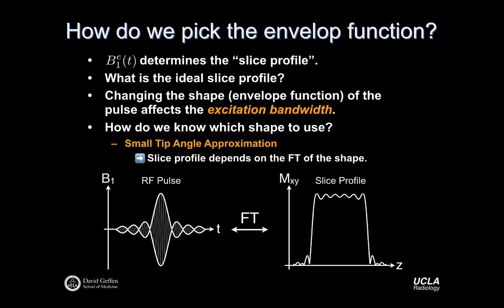So then the question is, how do we know what shape to use here? Well, part of it comes out of that small tip angle approximation, where we saw that the slice profile is related to the Fourier transform of that B1 envelope function. And so now we can pick different B1 envelope functions to get the slice profile we want. So this is an example of a possible excitation profile that you would get.